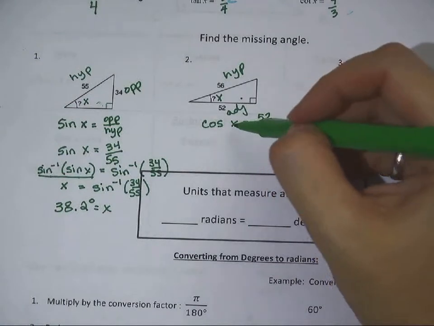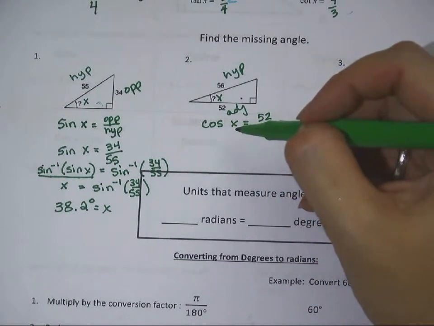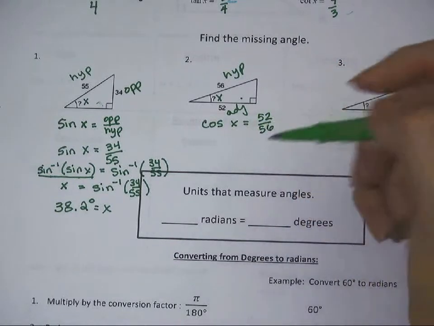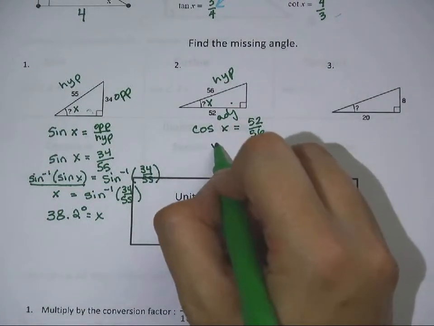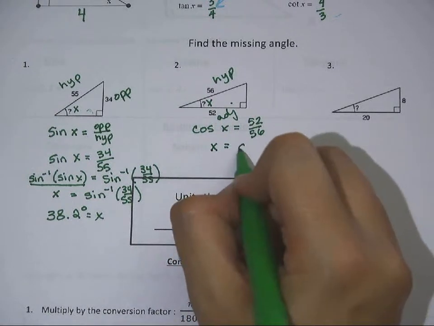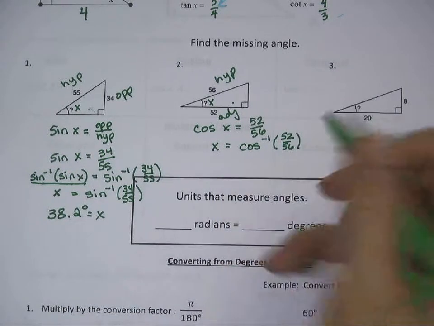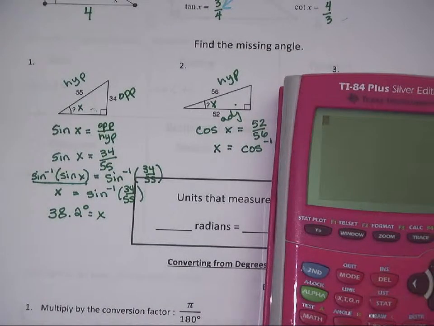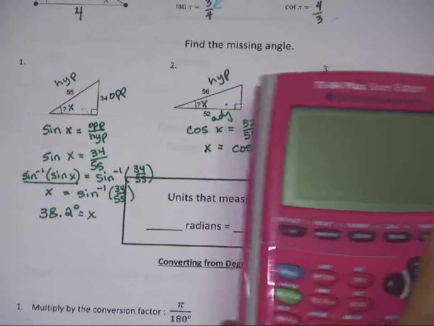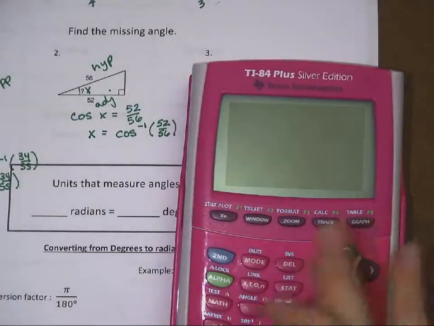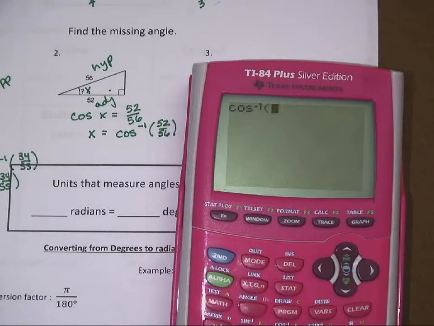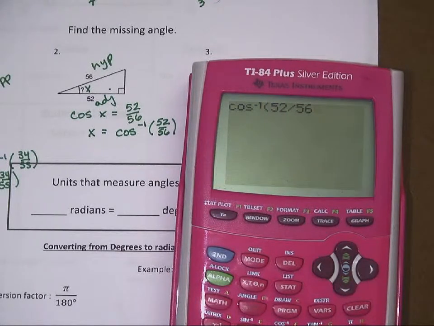Now to get this cosine out of x, I have to do the inverse operation. I have to take the inverse cosine of both sides. On this side, I'm just left with x. And on this side, I've got inverse cosine of 52 over 56. Now I just go to my calculator with that. I don't have to change the mode every time. Once I've put the mode on degrees, it'll stay on degrees until someone changes it. So I'm going to type this on my calculator. Second cosine, 52 divided by 56, enter, and there it is, 21.8 degrees.